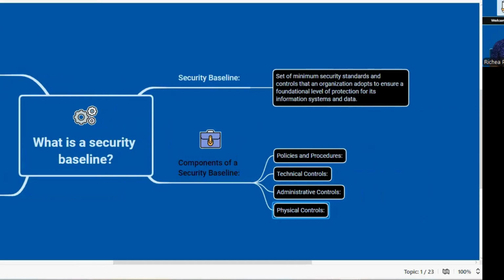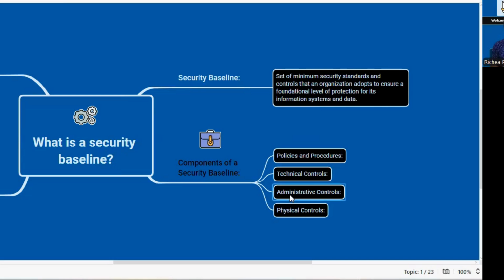Policies and procedures are documented guidelines and practices that outline security expectations and responsibilities in the organization. As it relates to technical controls, we're talking about the implementation of your hardware and software solutions such as firewalls, antivirus software, EDRs, encryption, and the list goes on.